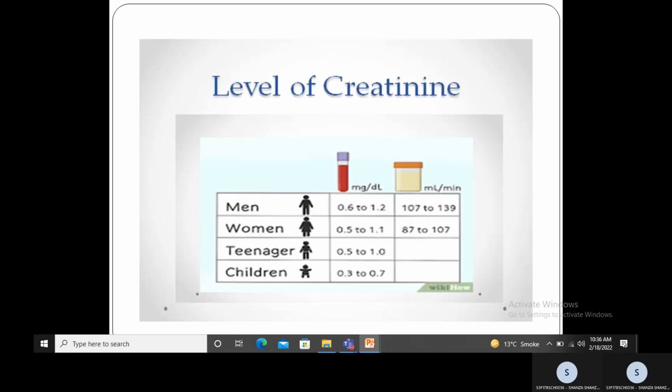There is a level of creatinine. In men, the creatinine in a blood sample is 0.6 to 1.2 milligram per deciliter, but in urine, 107 to 139 ml per minute. In women, the creatinine in blood is 0.5 to 1.1 and in urine, 87 to 107 ml per minute. In teenagers, the blood creatinine level is 0.5 to 1.0 and in children 0.3 to 0.7.